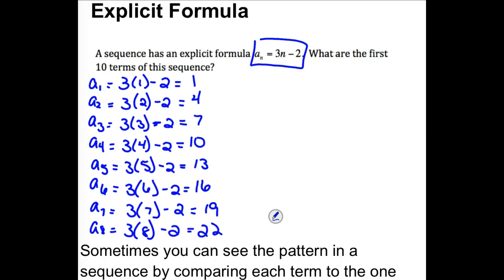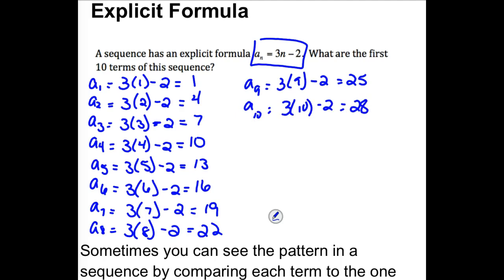What do we have, 22? A sub 9 would be 3 times 9 minus 2. So 27 minus 2 would be 25. And our last number, 3 times 10 minus 2, would be 28. So if we had to generate that list of the first 10 numbers, our numbers would be 1, 4, 7, 10, 13, 16, 19, 22, 25, and 28.